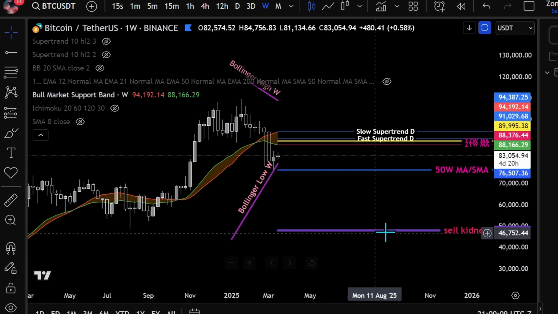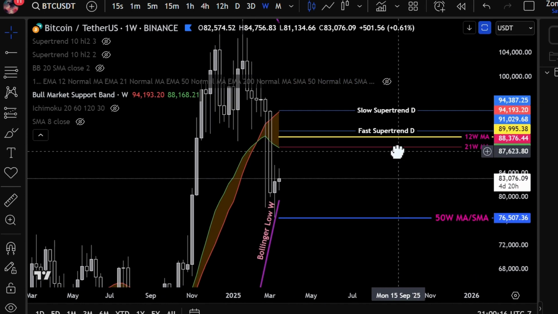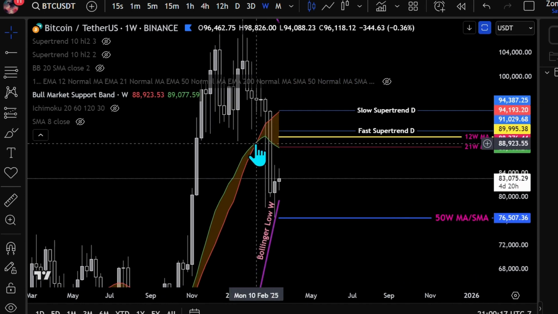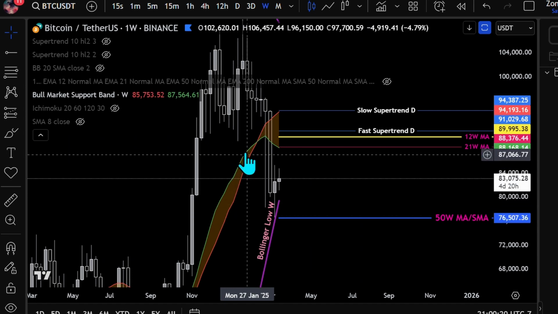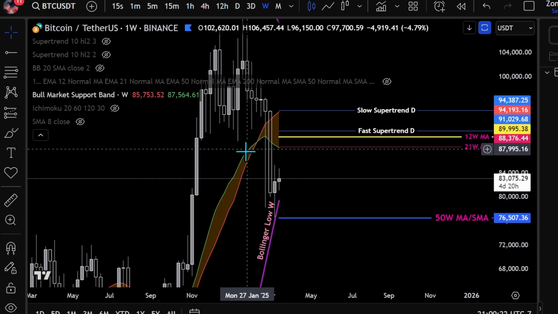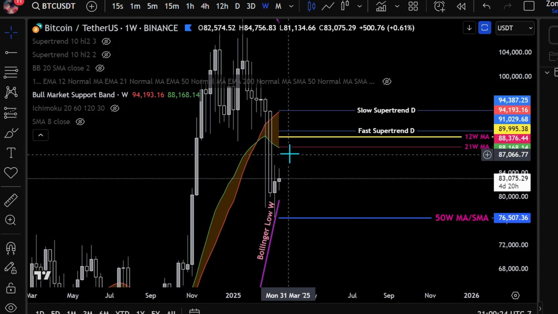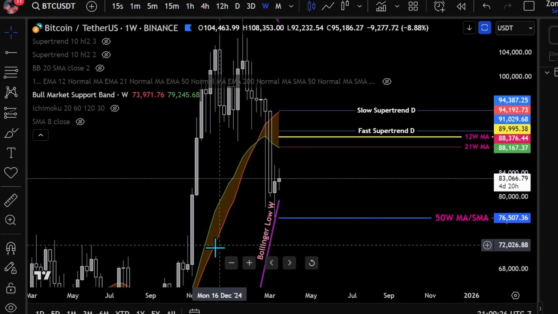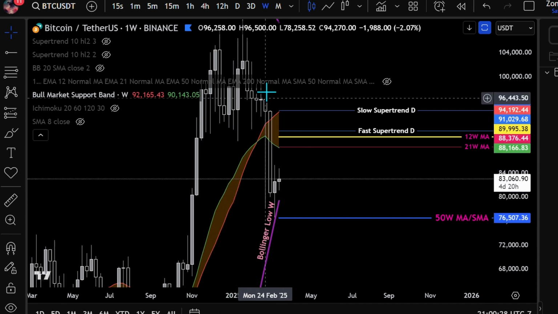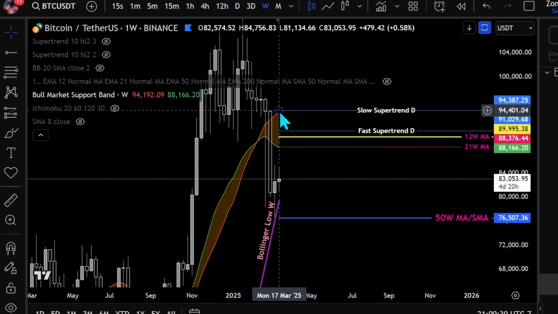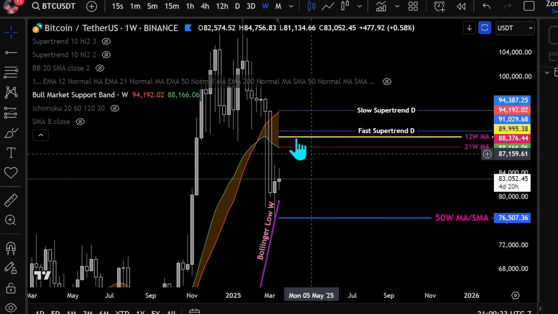Bull market support band is a popular indicator that kind of has a crossing component. So green line on top of red line is bullish, red line on top of green line is bearish. The width between the two lines also is an indicator of the strength of the move in the direction you're looking at.